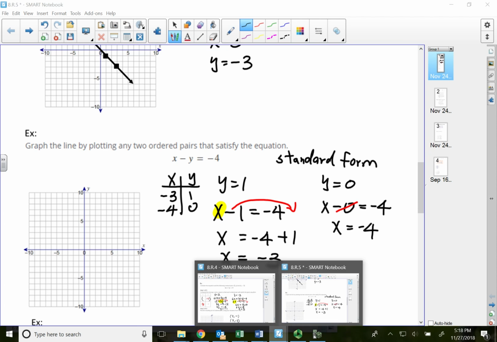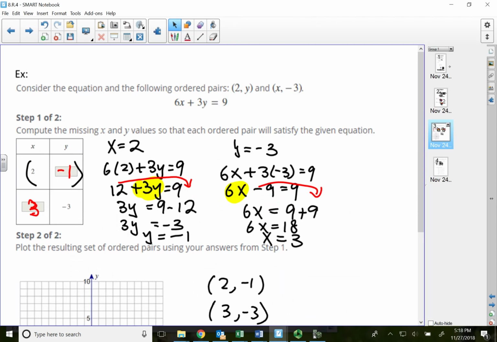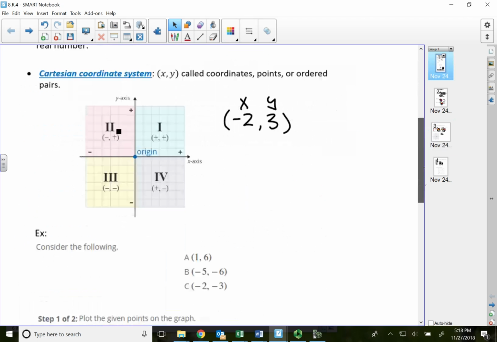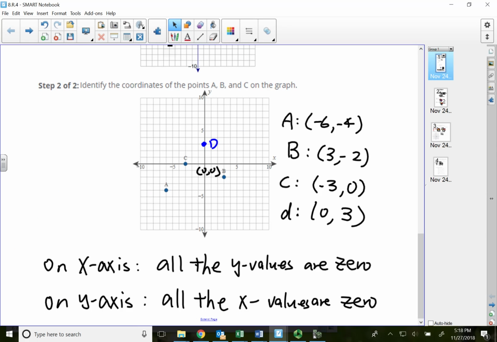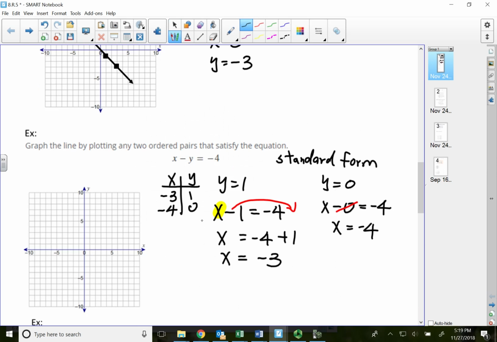Now let's look back at something I wrote back in 8.4 integrated review. -4 is the x value, and 0 is the y value. On the x-axis, all the y values are 0. So when I plot this second point, that point had better be on the x-axis. All right, so first point, -3, 1.